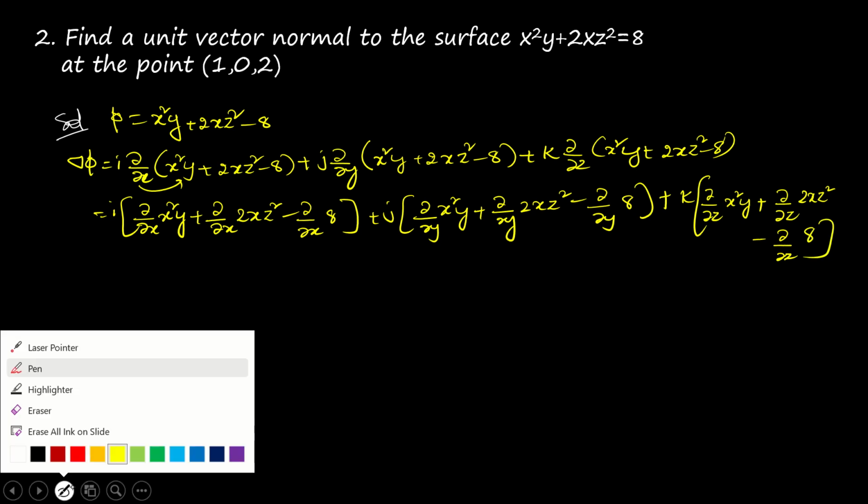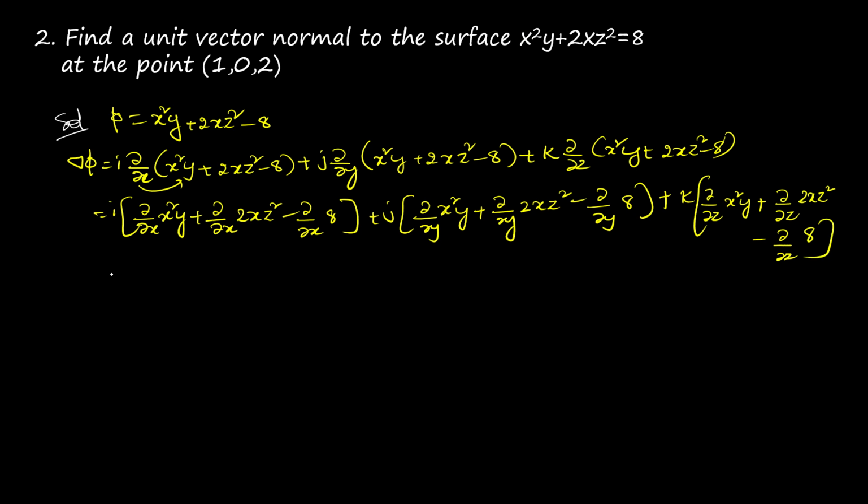Just look at here, differentiating partially with respect to x, except x the remaining terms are all constant, so they multiply along. y is brought out of the derivative: y ∂/∂x of x to the power of 2. Next, with respect to x, 2 is constant and z squared is also constant, so I'm writing 2z squared ∂/∂x of x. There is no x term in 8, it is a constant, so the derivative will be 0.